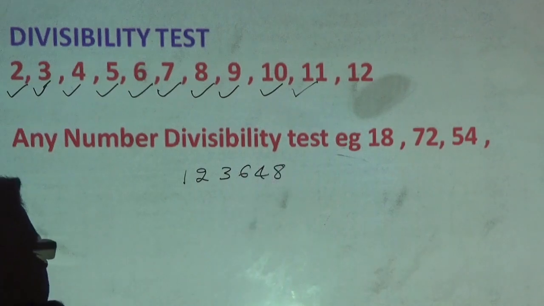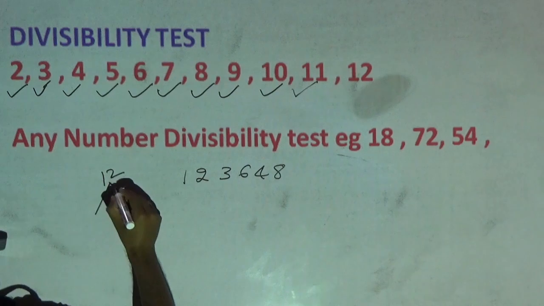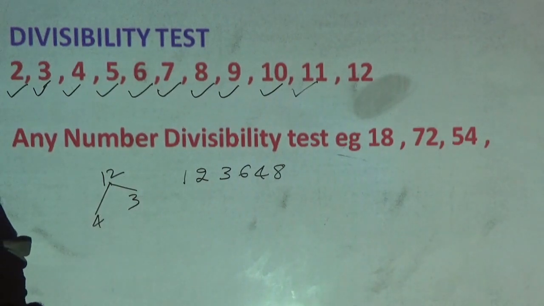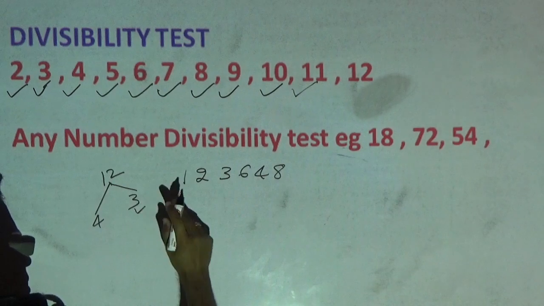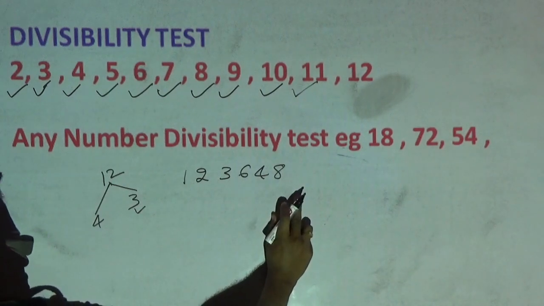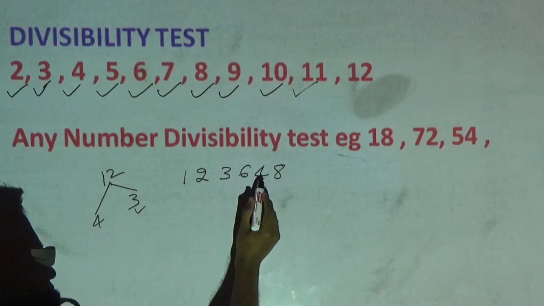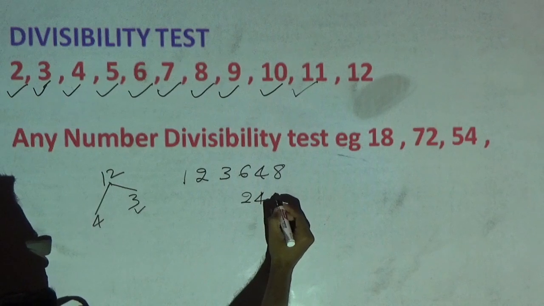Now, I want to check whether this number is divisible by 12. So how to check? I told you for divisibility by 12, it should be divisible by 4 and 3. Now, how to check whether the number is divisible by 3? Sum of all the digits should be divisible by 3. So first is the sum: 2 plus 1, 3, 3 plus 3, 6, 6 plus 6 is 12, 12 plus 4 is 16, 16 plus 8 is 24. 24 is divisible by 3, correct?